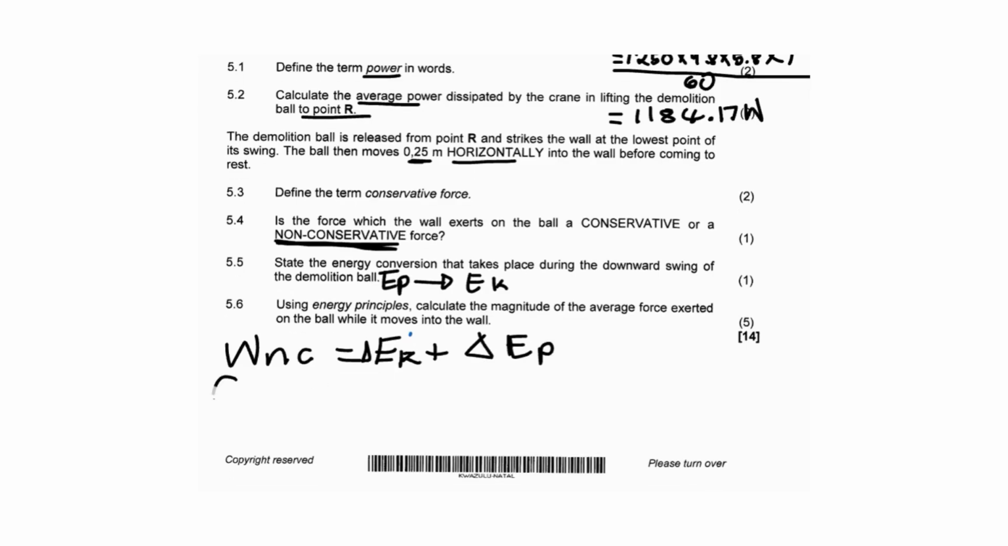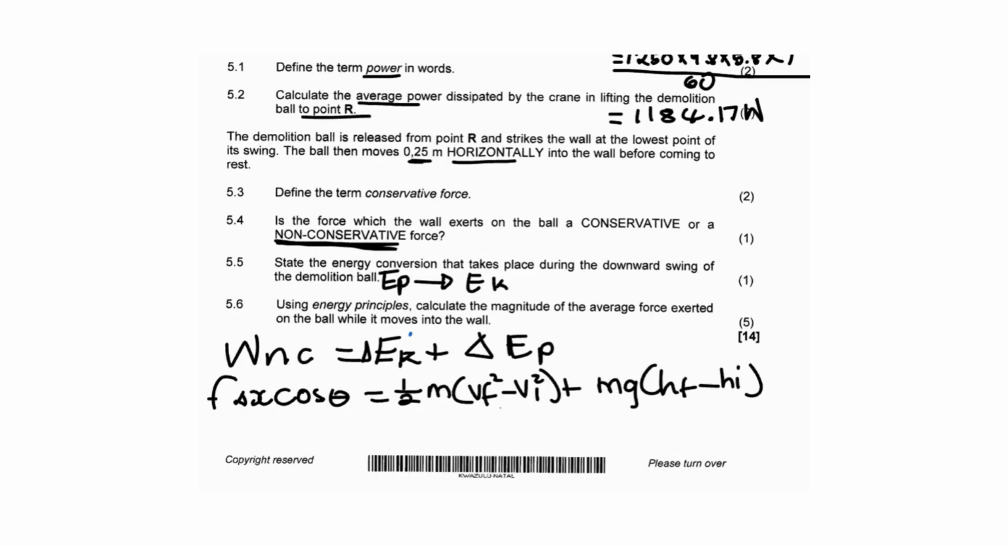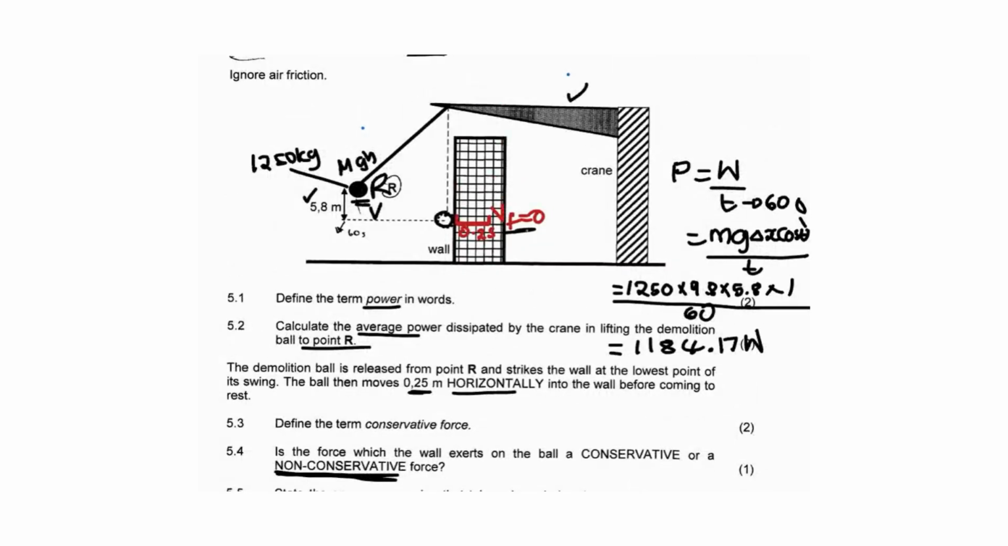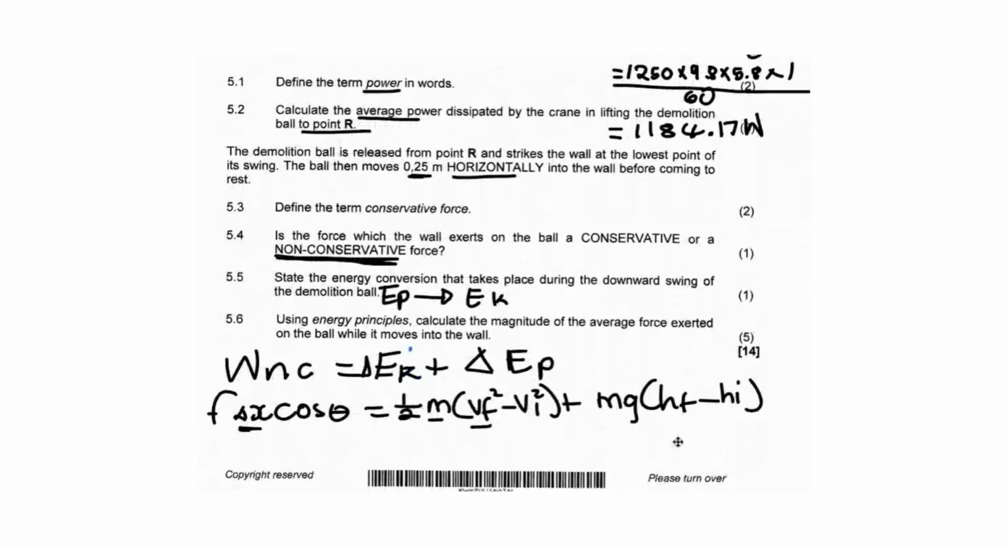So it means the average force that we want, we will get it from F Δx cos θ = 1/2 m (v_final² − v_initial²) + mg (h_final − h_initial). If you check there, we have Δx, we have the mass, and we have v final because they said it will rest after 0.25 meters. We don't have v initial, but we have m, g, h final and h initial.